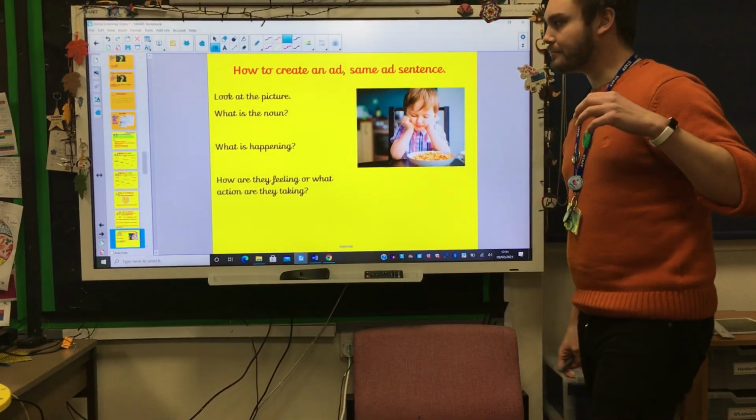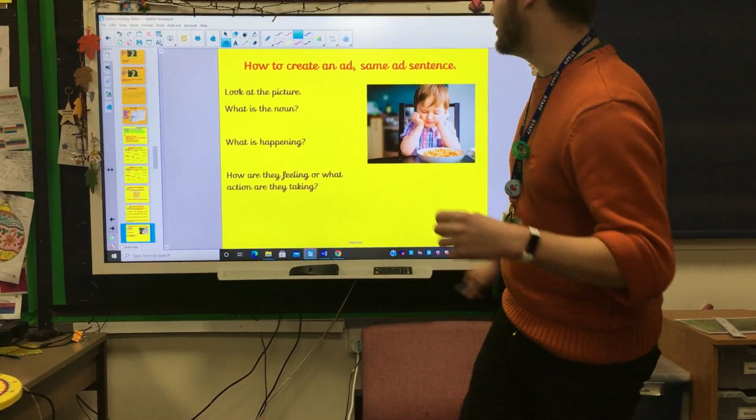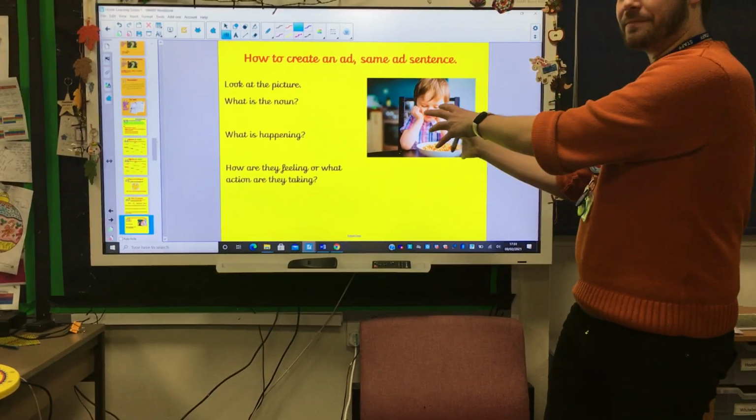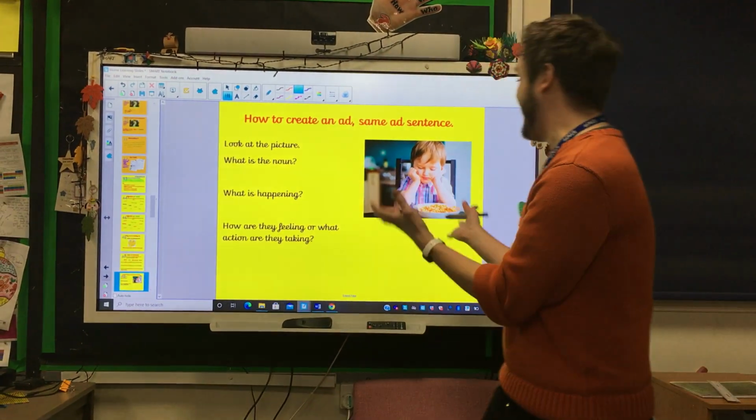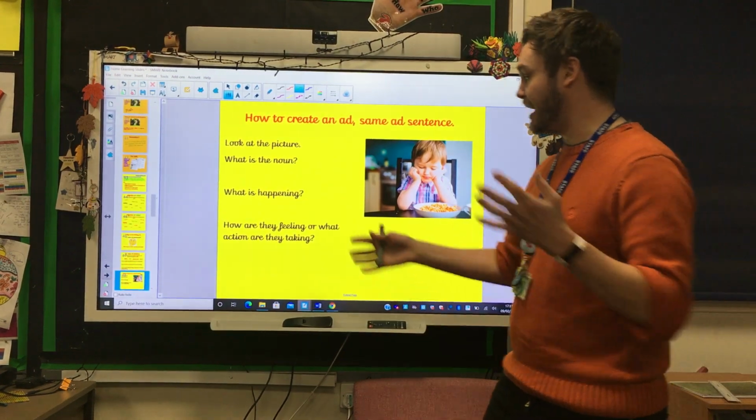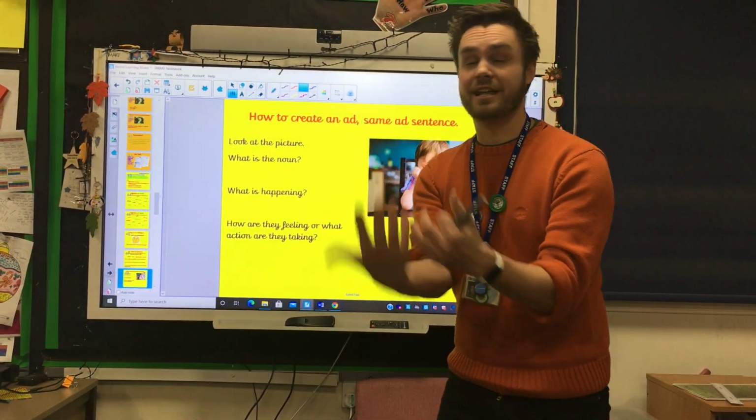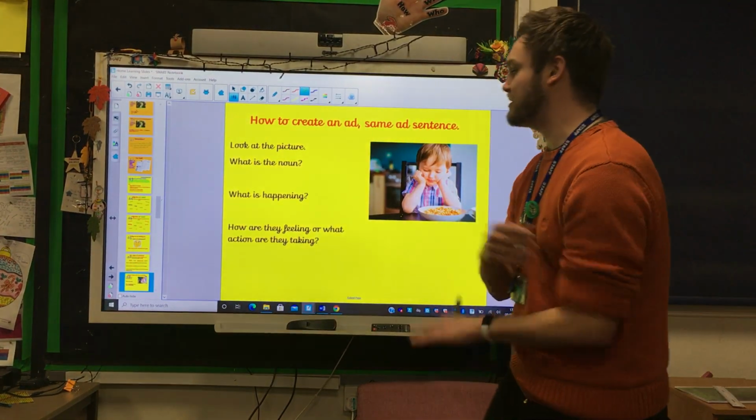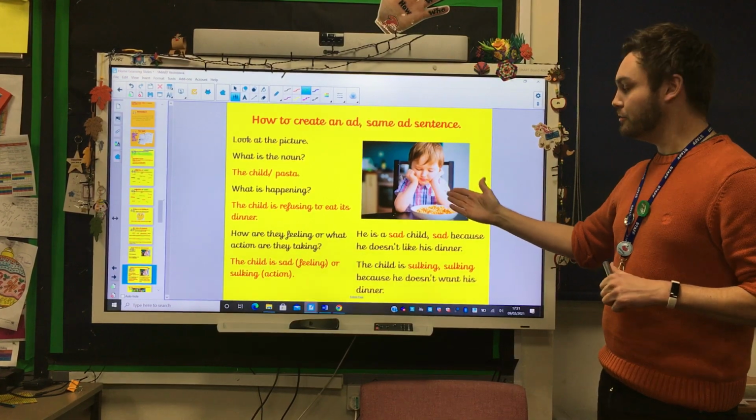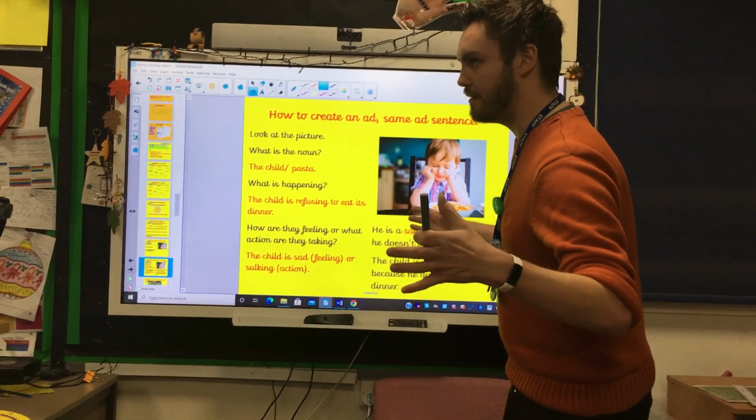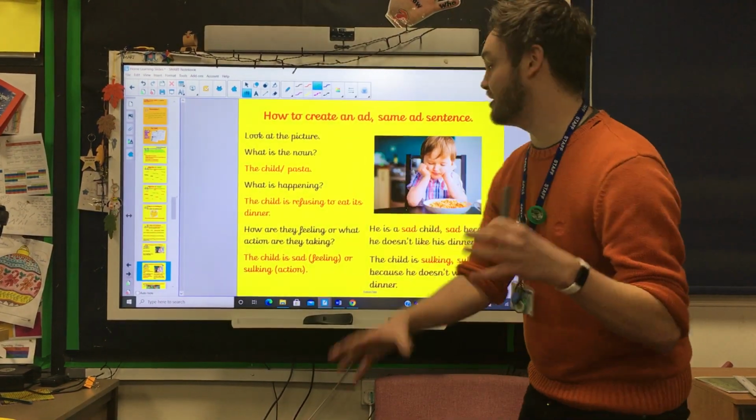So, when I'm looking at how I create an add, same, add sentence, there's a number of things that I can do. So, I might want to look at the picture and think to myself, what is the noun in this particular picture? What's happening in this particular picture and how are they feeling or what action are they taking? And of course, using that magical because word to explain a bit more. So, in this particular case, the noun can be the child or the pastor. One of two things you can focus on there. Just focus on one in this video, in your example, shall I say.